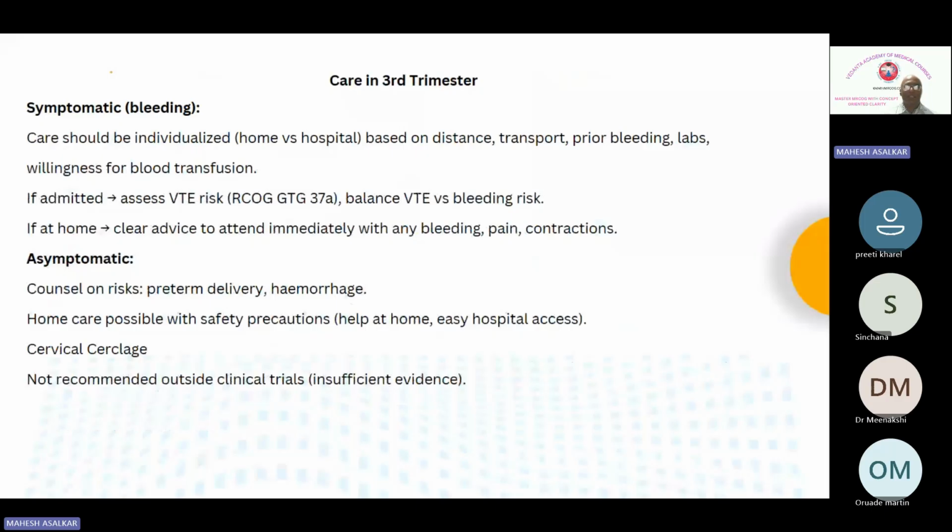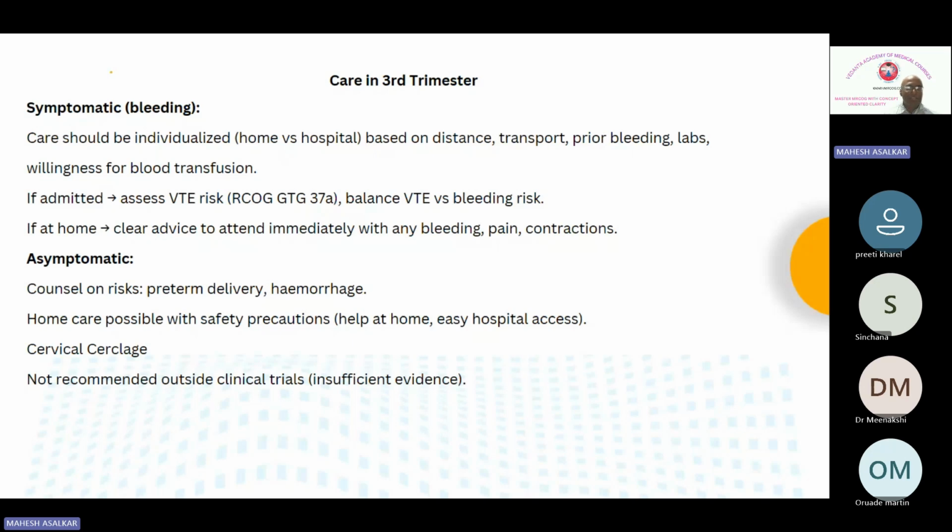What care is required in the third trimester? Now, it will depend upon whether your patient is symptomatic or asymptomatic. And the care will be either hospital care or home care. Now, let's see in which condition what care is recommended. If your patient is having recurrent bleeding, the care should be individualized, either home care or hospital care, which will be based on the distance from the hospital, availability of transport, history of previous episodes of bleeding, and other parameters, willingness for blood transfusion, etc.